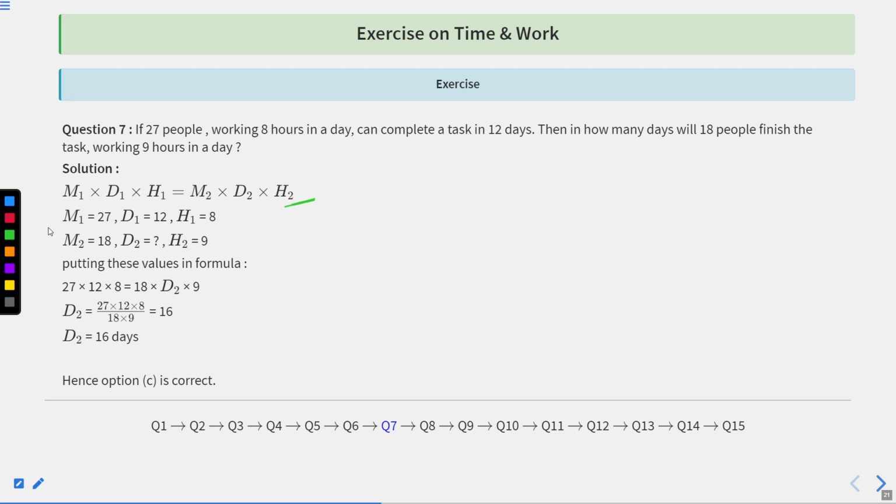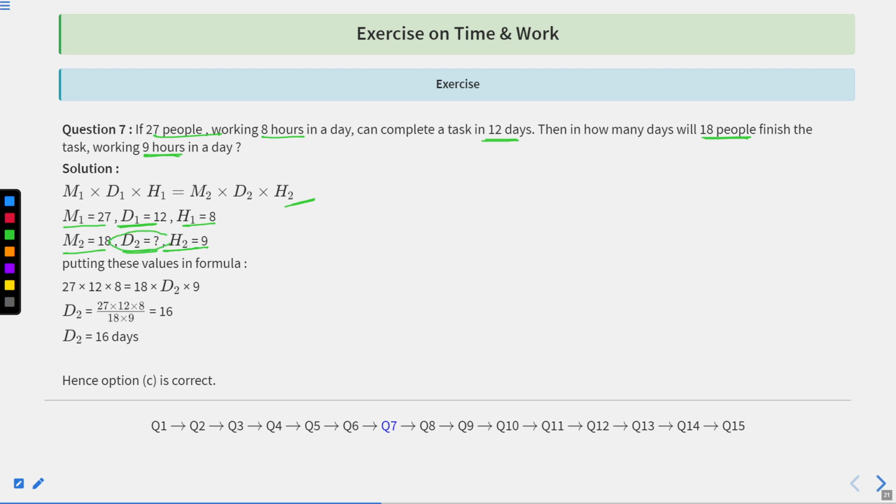So in this question, m1 is 27, that is 27 people. They work 8 hours each day, that is h1 equal to 8, and they complete the task in 12 days, that is d1 equal to 12. And now for the same task, we have 18 people, that is m2 equal to 18, and they work 9 hours each day, that is h2 equal to 9. So how many days will be required? d2 we have to find out.